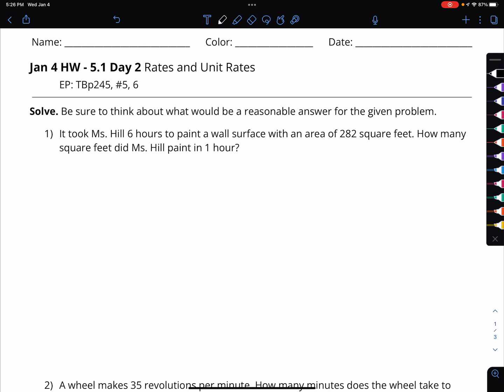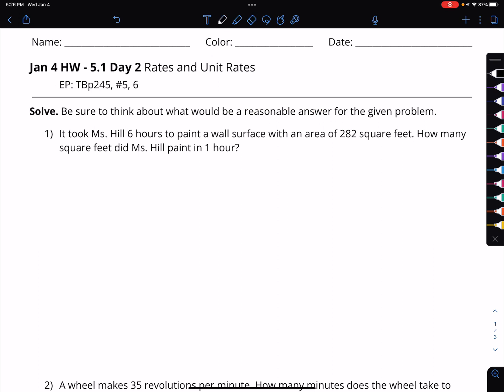So when you're working with rates and unit rates, and I know I say it all the time, be sure to think about what would be reasonable. Because some of these questions, if you just stop at the end and think, does this answer actually make sense? That can help you avoid a lot of easily caught mistakes.